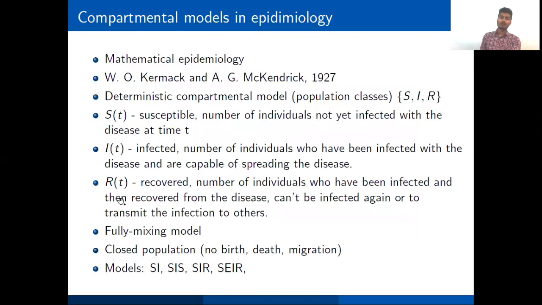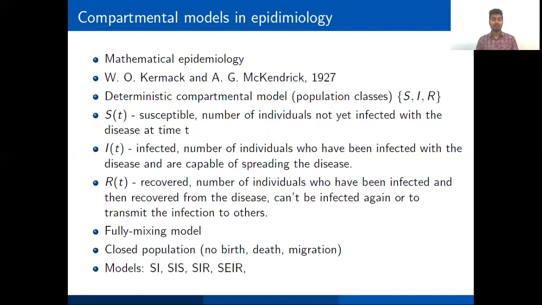We're going to do mathematical modeling, and the kind we will do is called a compartmental model. It was discovered by Kermack and McKendrick in 1927. We're going to use the deterministic compartmental model with SIR population classes. What do S, I, and R mean? S means susceptible: people who haven't been infected yet, still in good health, probably like you and me. Infected people are already infected. And R of T is the number of people who recovered after the infection. Somebody got coronavirus and then recovered.